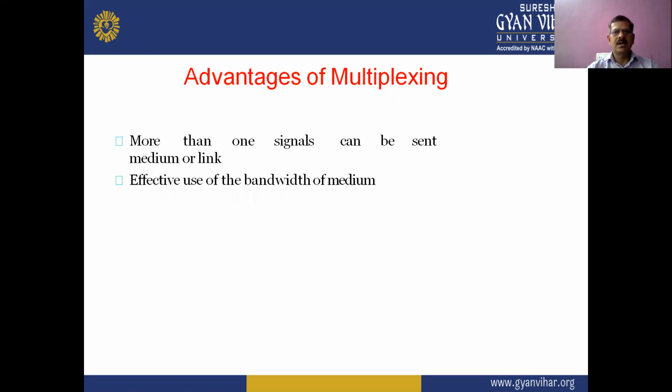And what is the advantage of the multiplexing technique? More than one signal can be sent over a medium or a link. It makes effective use of the bandwidth of the medium in the multiplexing system.